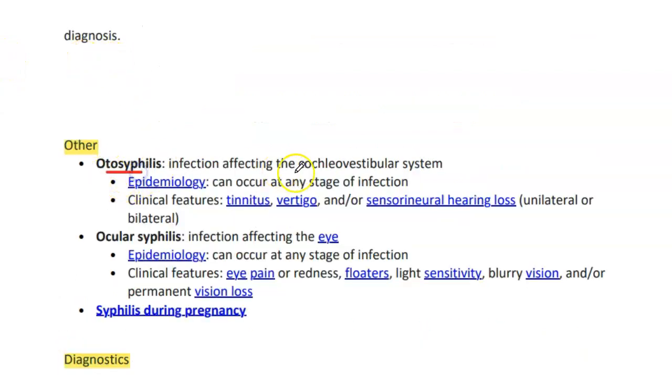Otherwise, otosyphilis is infection affecting the cochlear-vestibular system, and clinical features will be tinnitus, vertigo, and sensorineural hearing loss, unilateral or bilateral. Then we have ocular syphilis, which leads to clinical features, for example, eye pain, redness, floaters, light sensitivity, blurred vision, and or permanent vision loss. It usually leads to panuveitis. And then we have another complication, which is syphilis during pregnancy.